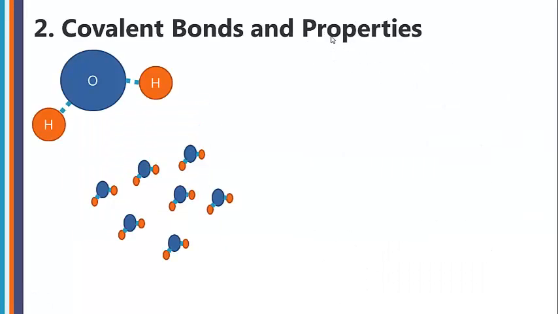Next is covalent bonds. So a covalent bond occurs whenever atoms share electrons. So here I have water. So in these covalent single bonds, 1 electron from oxygen, 1 from hydrogen. And oxygen also has 2 lone pairs of electrons.